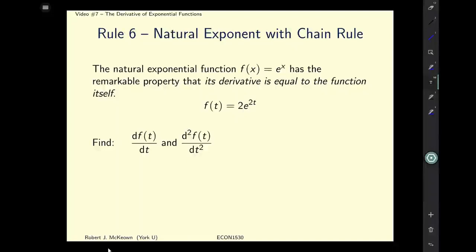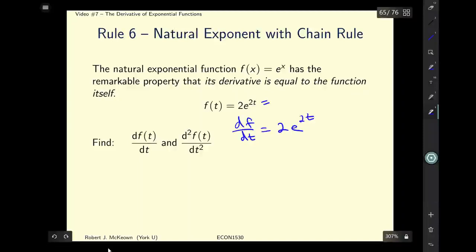Now let's look at the natural exponent with the chain rule. So more often than not, there's going to be something inside the exponent that we're going to have to consider when we're taking the derivative. So here we've got a new function, and we're being asked to take the first derivative and the second derivative. So df over dt is going to be equal to the function itself.